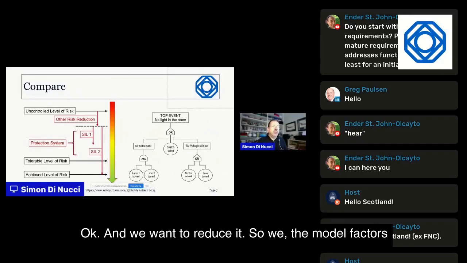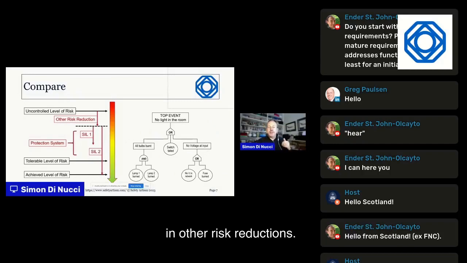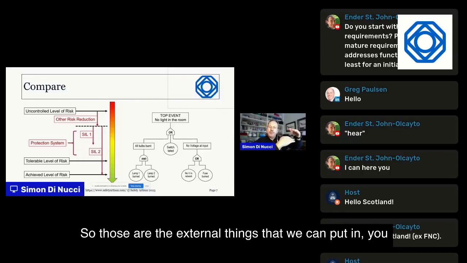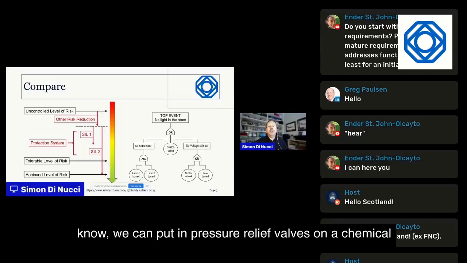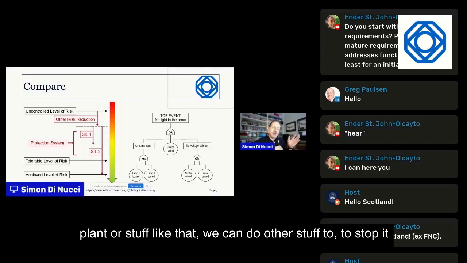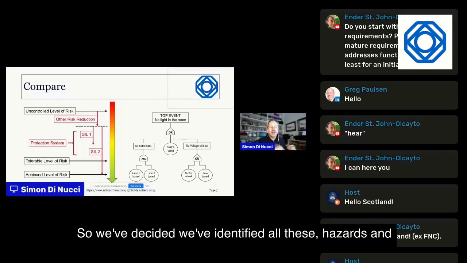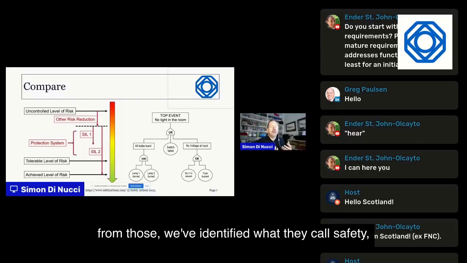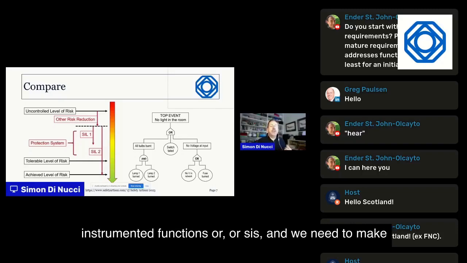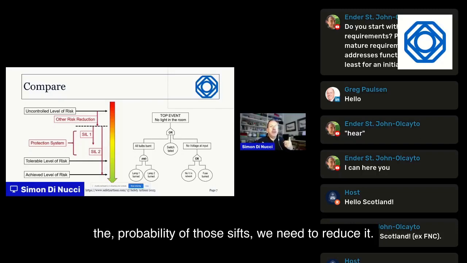So the model factors in other risk reduction. Those are the external things that we can put in. You know, we can put in pressure relief valves on a chemical plant or stuff like that. We can do other stuff to stop it blowing up, but there's still an unacceptable level of risk. So we've identified all these hazards, and from those we've identified what they call safety instrumented functions, or SIFs, and we need to reduce the probability of those SIFs.